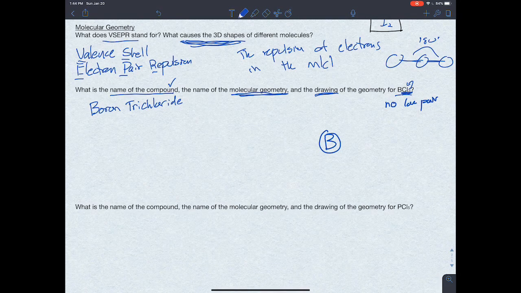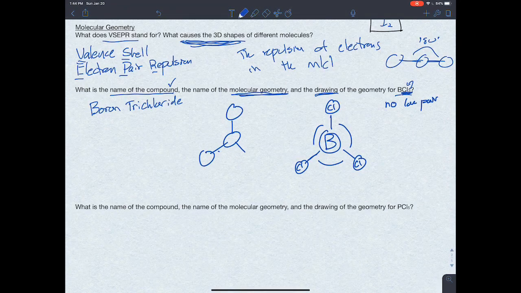Trig, 3, tri, 3, planar. So they're going to spread out as much as they can from each other. So you're going to have a chlorine like this. Each one is going to be spread out as much as they can from each other one. Okay, so that's trigonal planar. This is how it's going to look in general. And we've talked about bent, where if what's on top is a lone pair, it's just going to be bent. But this is trigonal planar.